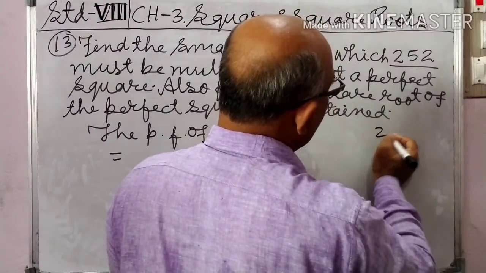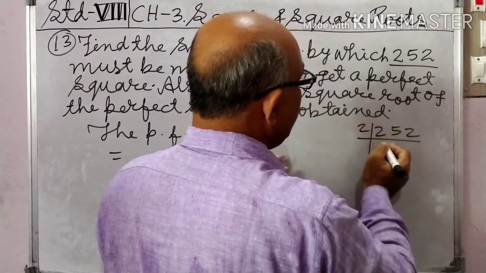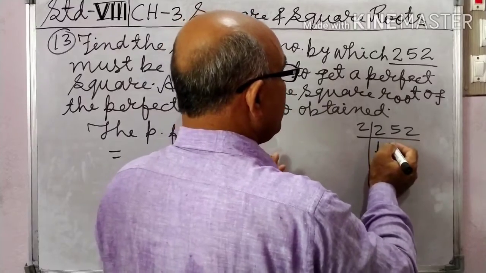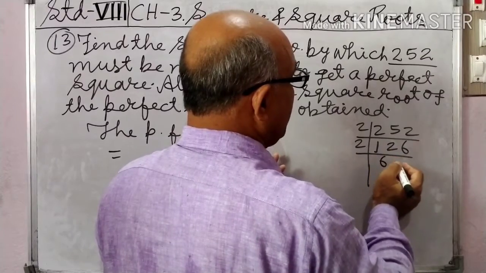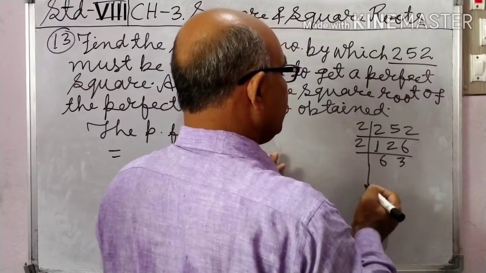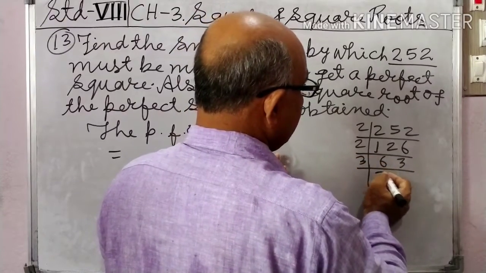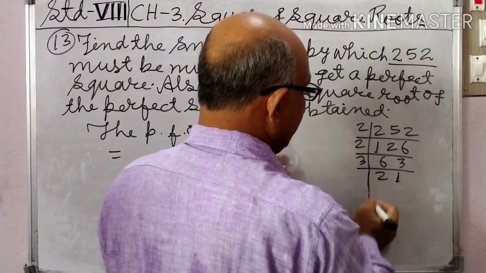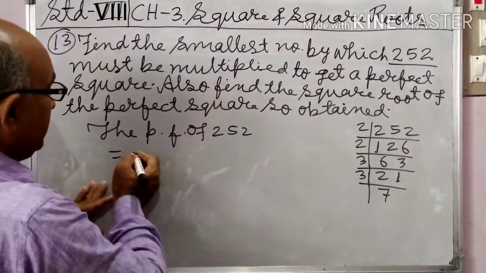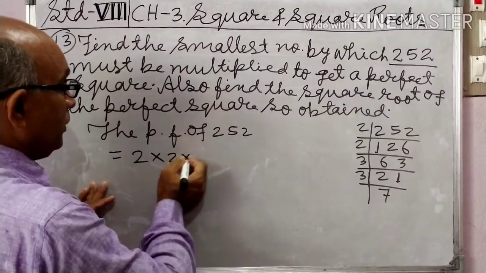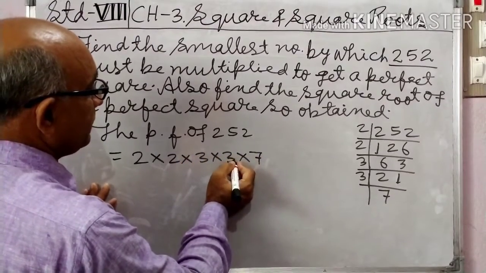Find the prime factors of 252. 2 times 2 is 4, and 2 times 6 is 12. 2 times 6 is 12, and 2 times 3 is 6. Again 3 times 3 is 9... 3 times 2 is 6, 3 times 1 is 3. Next 3 times 7 is 21. So write it 2 into 2 into 3 into 3 into 7.